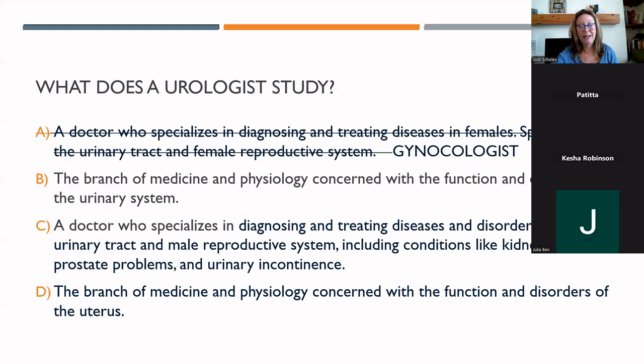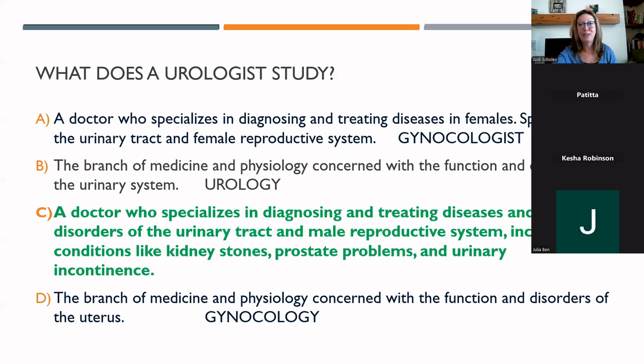No one was fooled by letter A. There's a doctor who specializes in diagnosing diseases of the reproductive system, urinary tract: a gynecologist. Best answer, boom. Letter C. You're like, what? What are you talking about? Look at the question. What does a urologist study?